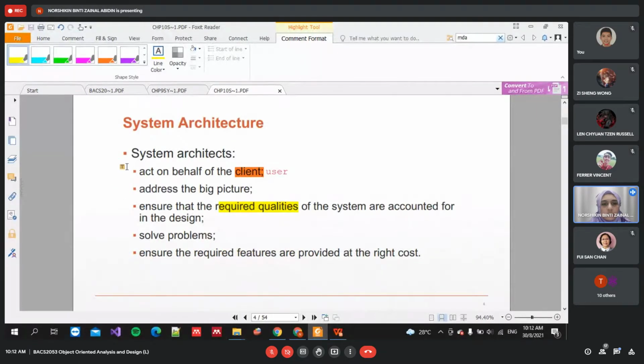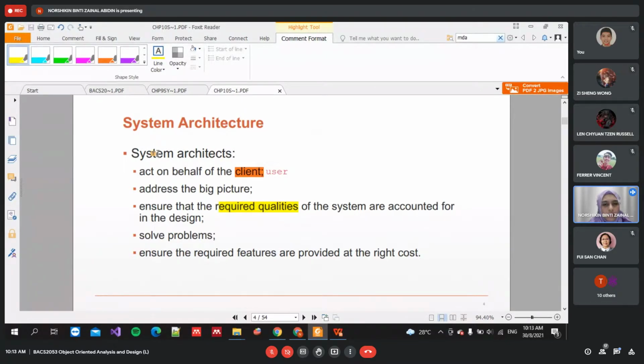Here, system architecture. The system architect I mentioned just now is part of our team to develop our system. But this is actually very rare. For some stable businesses, some stable companies, of course, they have this system architect.